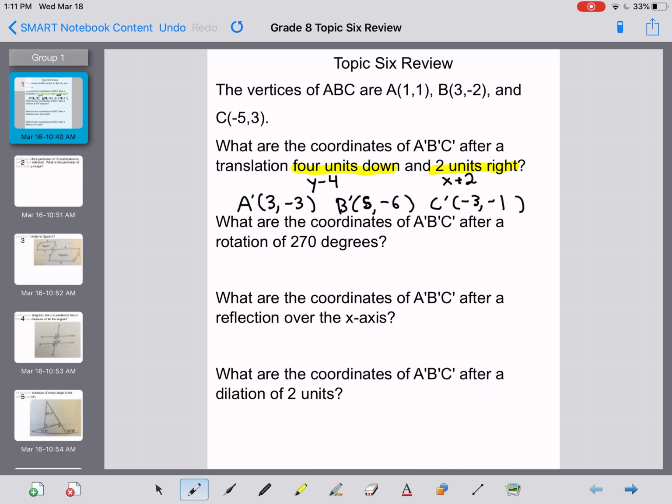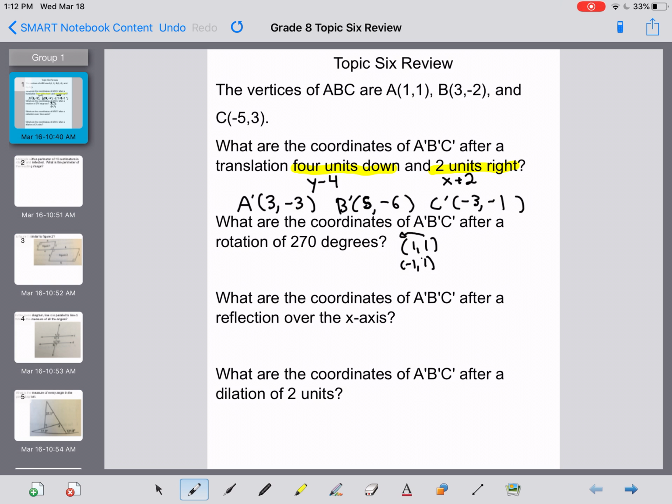The next question, what are the coordinates of A prime, B prime, C prime after a rotation of 270 degrees? Take a second to copy down that problem. For a rotation, I'm going to use my shortcut, and I'm going to start with point A. So from my shortcut, I take my back number to the front, and I change the sign. So it becomes -1, 1.